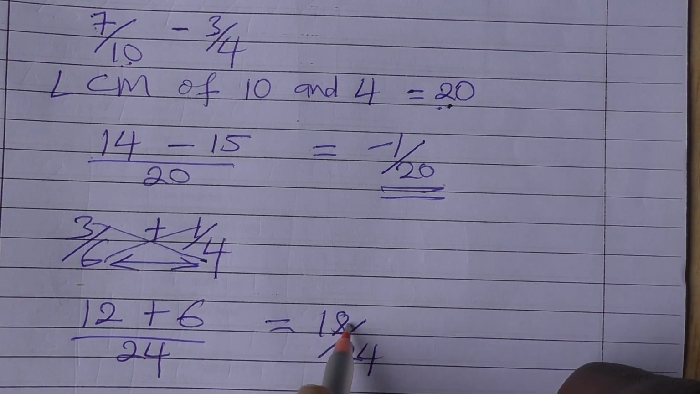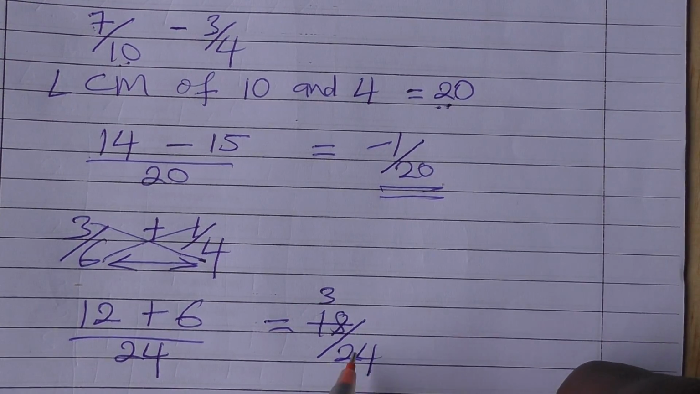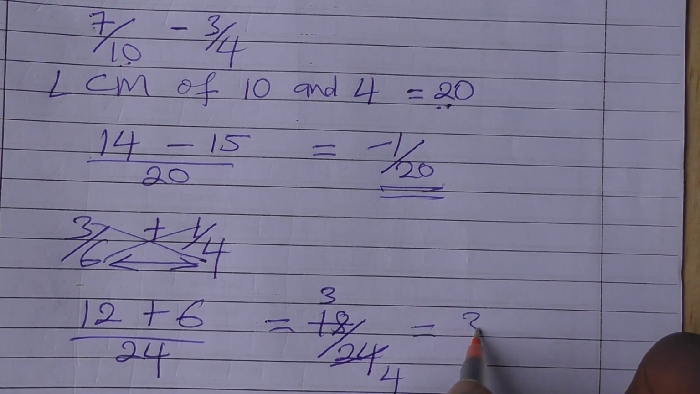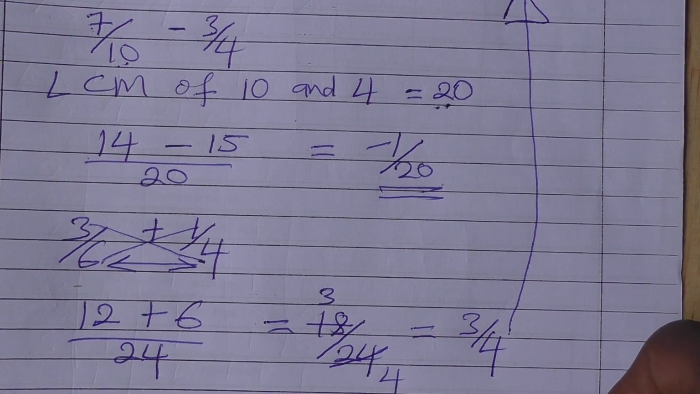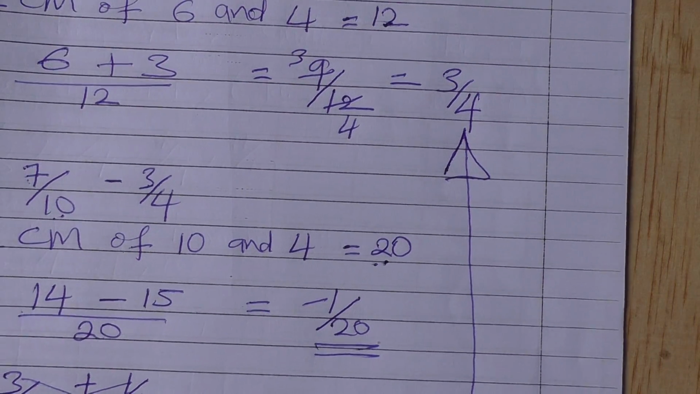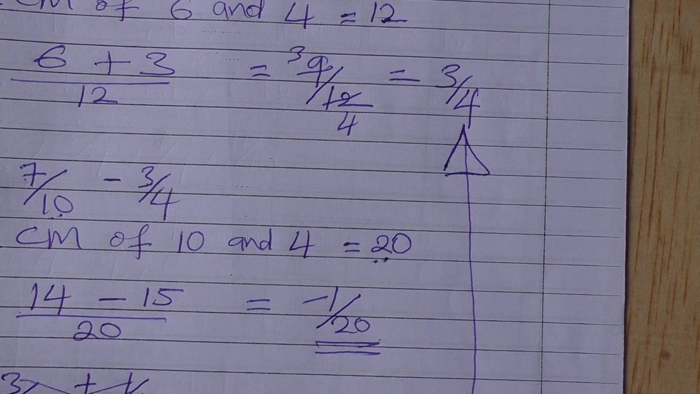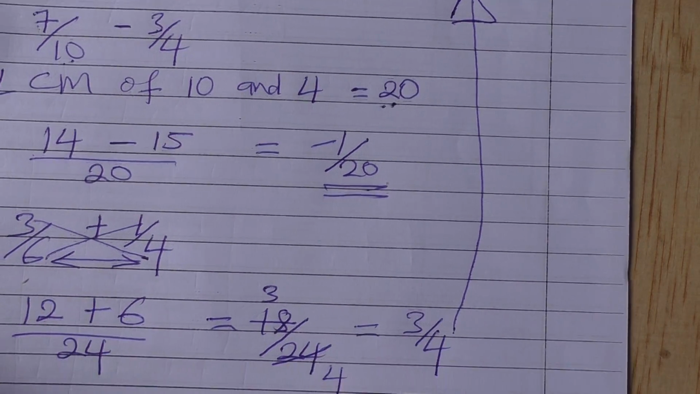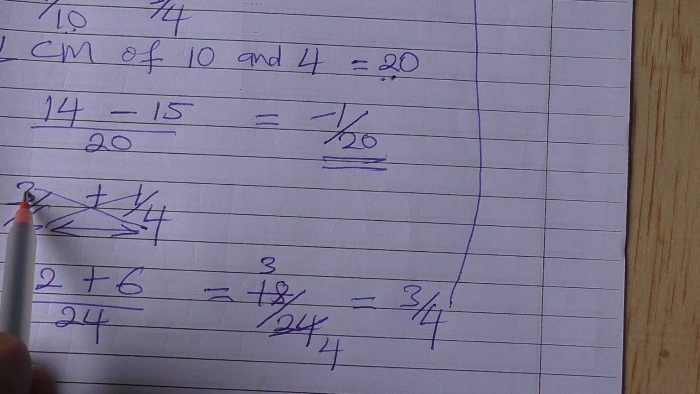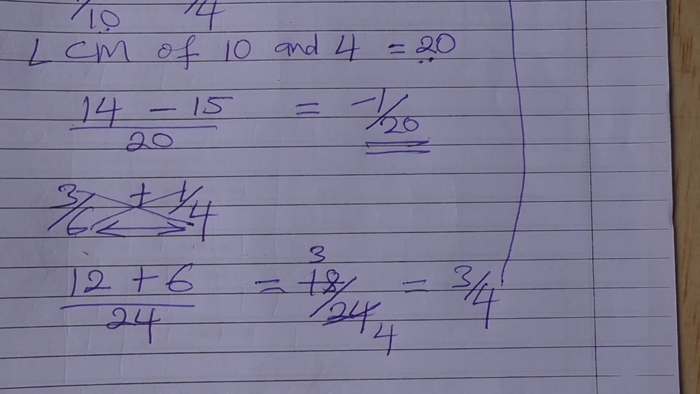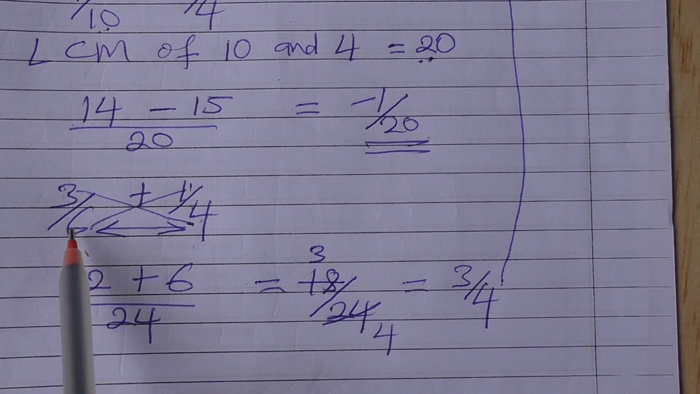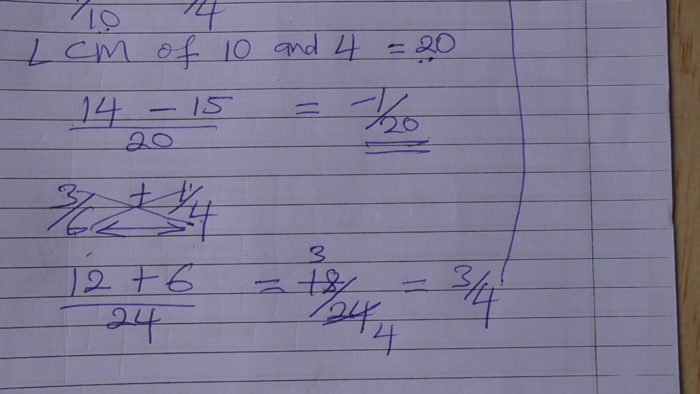You can reduce by 6, you get 3. By 6, you get 4, which is 3 over 4. Just like we got in our previous method. So, in short terms, you can cross multiply. After cross multiplying, you multiply the denominators. Cross multiply 4 and 6, 6 and 1, then multiply the denominators, 6 and 4. The same is done for subtraction.